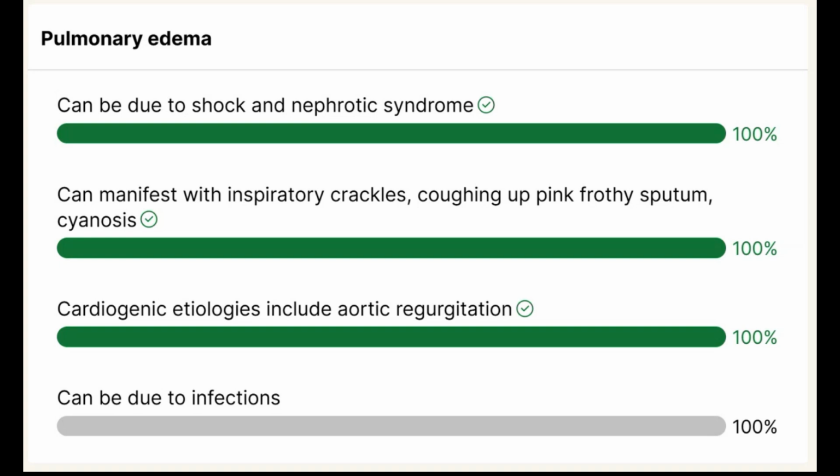Cardiogenic etiologies include aortic regurgitation. This is true because any valvular dysfunction can result in pulmonary edemas.